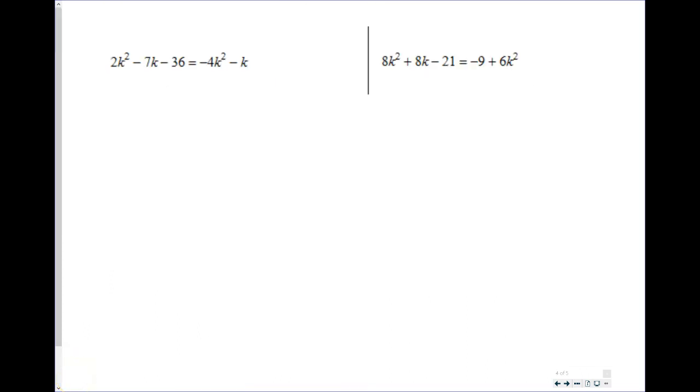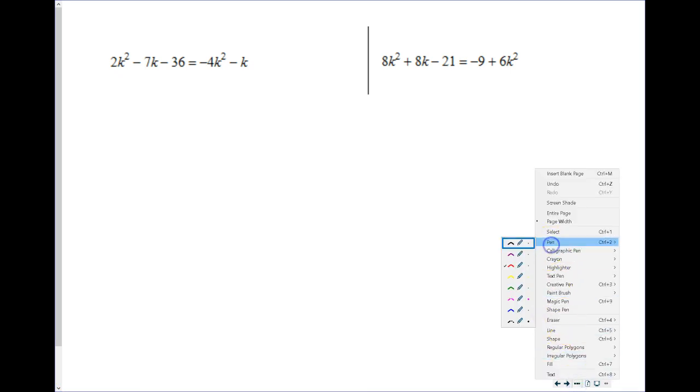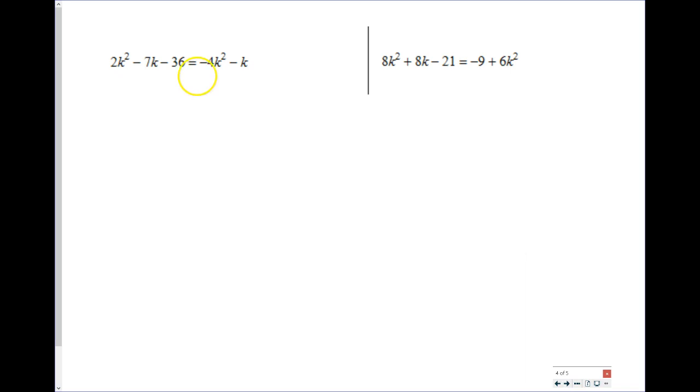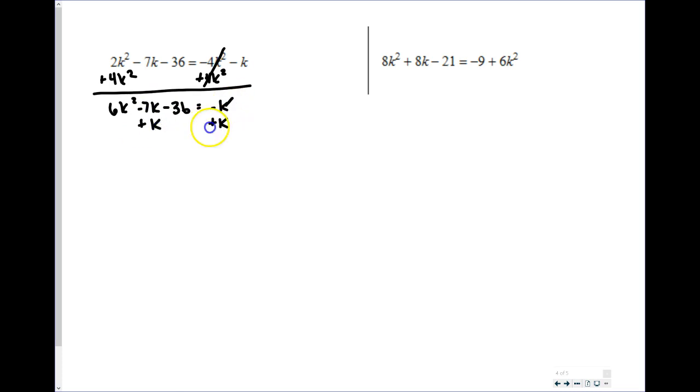This next problem, I'm going to start it off for you, and then I want you to try and do it on your own. The only tricky part with this one is getting it equal to 0. So I'll start you off with that, and then I want you to go on your own. I'm going to add this 4k squared to both sides. I get 6k squared minus 7k minus 36 equals negative k. I'm going to add that k over. I get 6k squared, and then negative 7 plus 1 is negative 6k, and that equals 0.